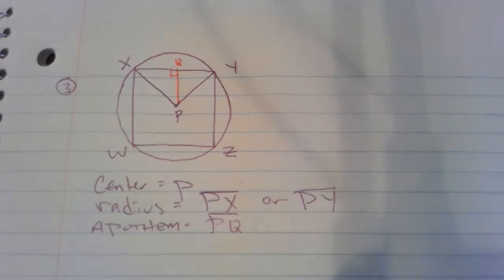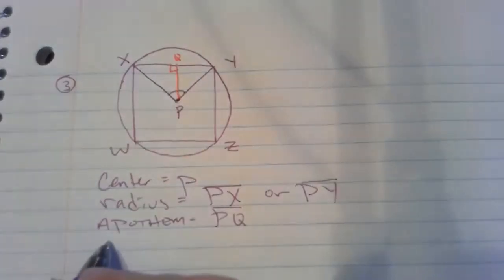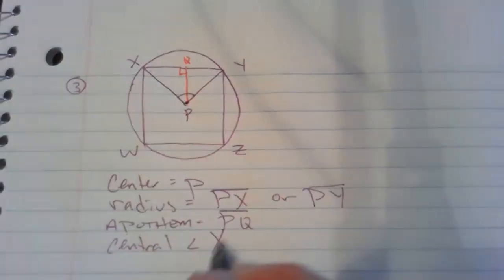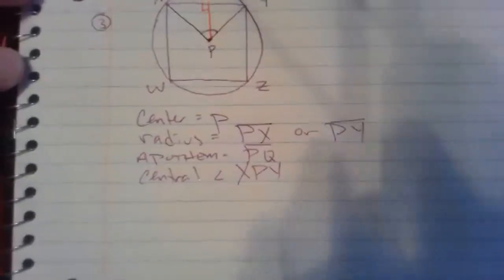And then finally, can we identify one of the central angles? Well, we know that this is a central angle. Starts at the center. Here's a radius. Here's a radius. So this is a central angle. So we have a central angle of what? XPY. Okay, again, don't forget your angle marker. All right. Now, can we actually find the values of some of these things? Let's try.